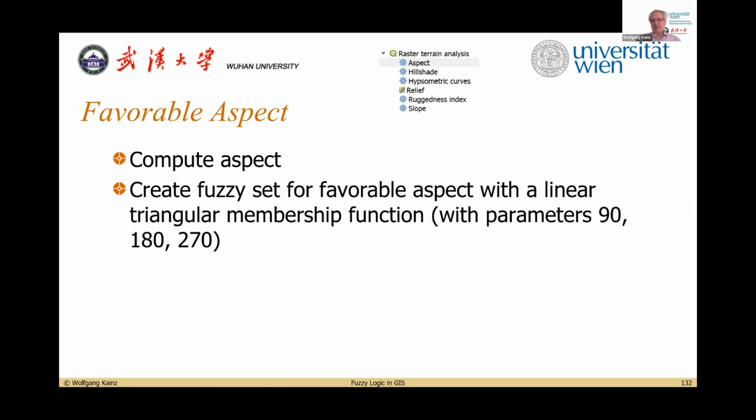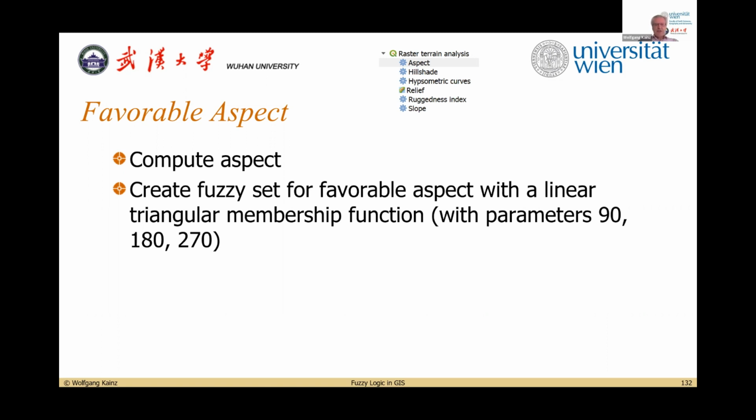So what we say here is a favorable aspect is starting at east. From north to east is definitely not favorable, so the membership values are 0. Then the membership from 90 increases to 180, meaning from east to south, and the membership becomes 1 at due south. Then it decreases again till west, which is 270 degrees, and from there on it stays 0 again. So these will be our parameters for a membership function.